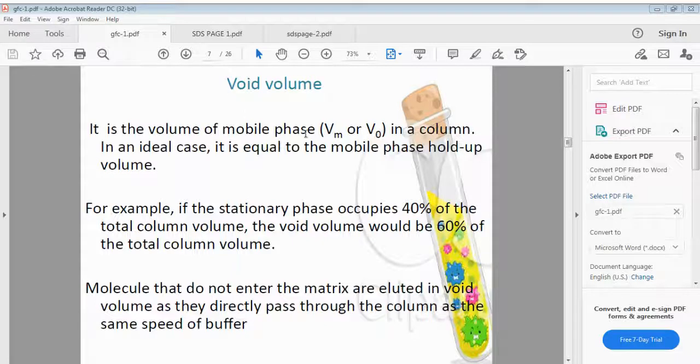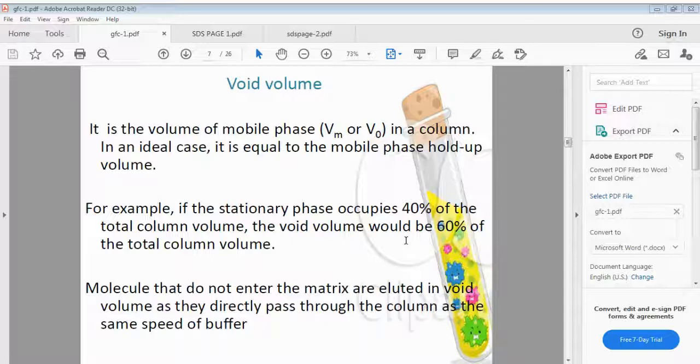So it is the volume of the mobile phase, Vm. It is called Vm or V0 in a column. In an ideal case, it is equal to the mobile phase hold up volume. For example, if the stationary phase occupies 40% of the total column, the void volume will be 60%. So the volume of the mobile phase present inside the gel plus the volume of the mobile phase present outside the gel is the total volume of the mobile phase.